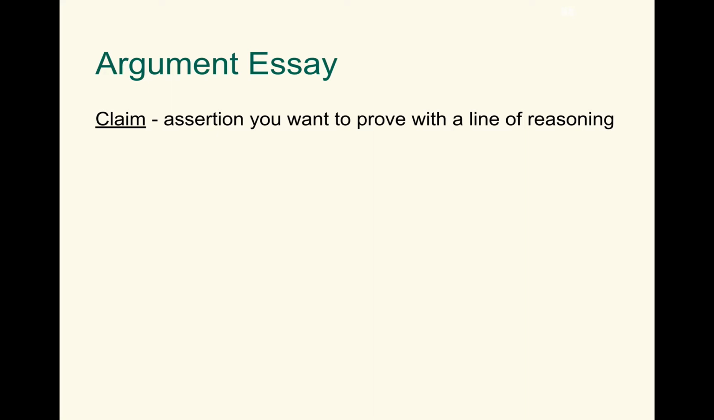Once you've created your claim and your line of reasoning, you are going to have to provide at least 2 pieces of evidence. So in the first paragraph, we're going to come up with our thesis, which is our claim, with a line of reasoning. We've now got to come up with a piece of evidence to support this. So your next sentence should be describing a piece of evidence.